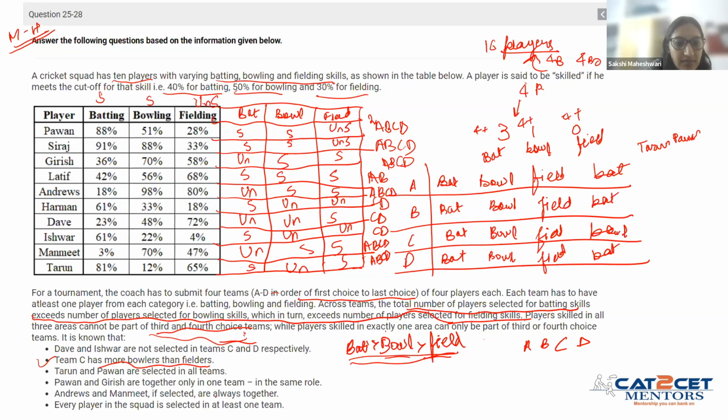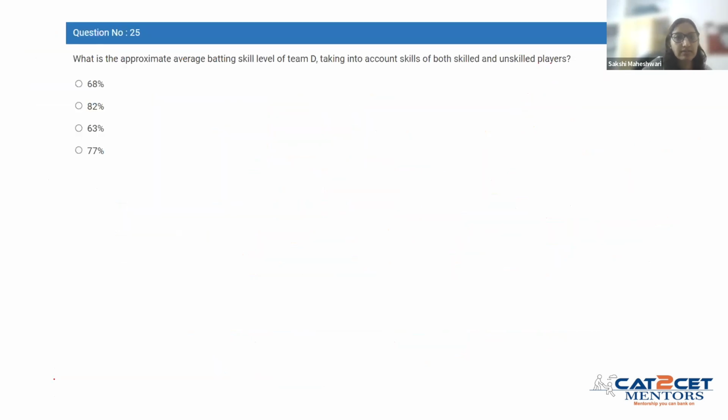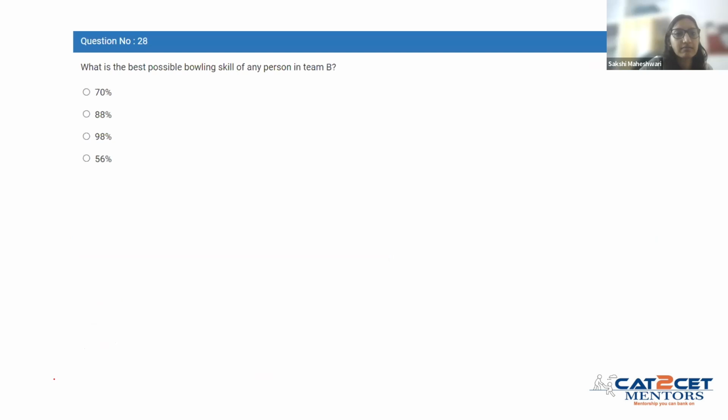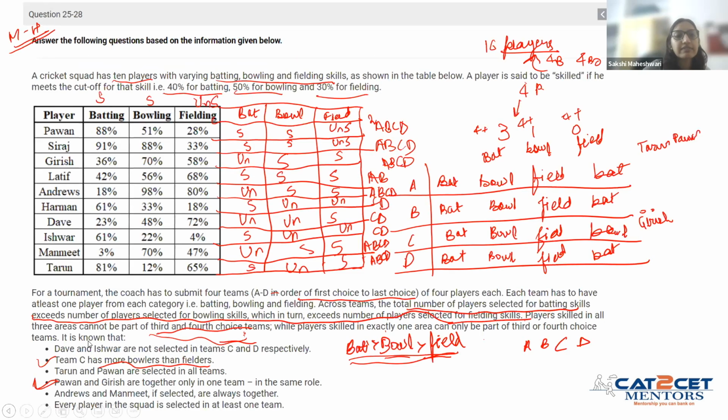Now I think you'll need to. Pawan and Girish are together only in one team in the same role. So Pawan and Girish. Their one role which matches is bowling. Now, if they have to be in the same role, two bowling is only in C. So Girish has to be here. You'll need to form these conditions and understand how these teams form and then solve these questions. Right? Should I leave it or do you want me to solve this completely?